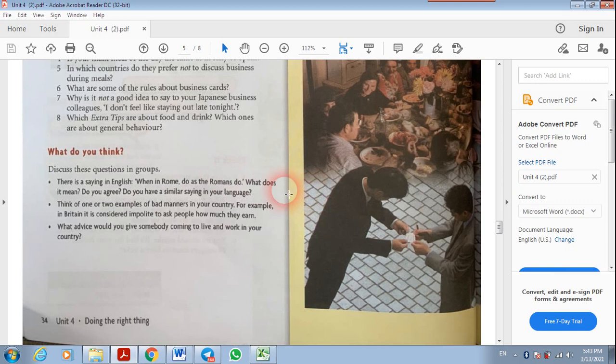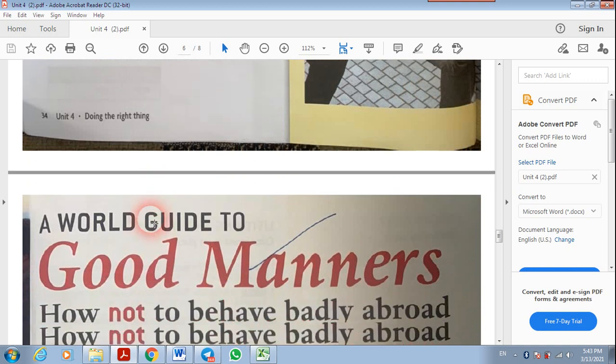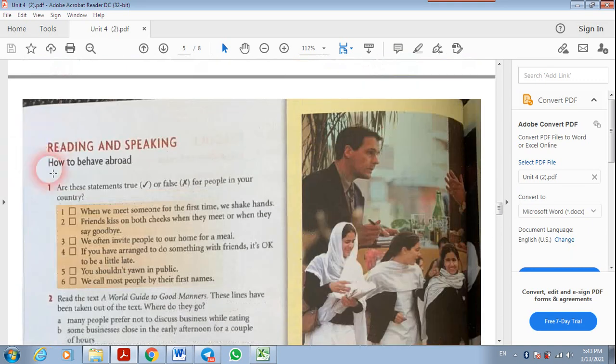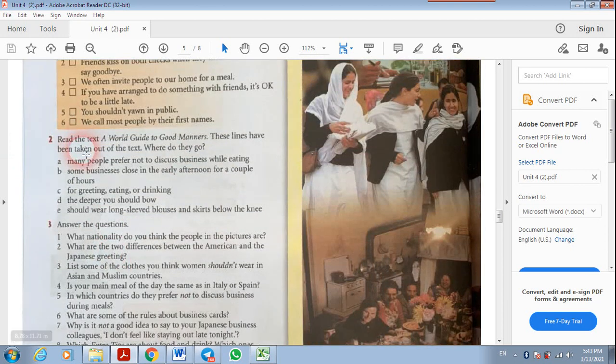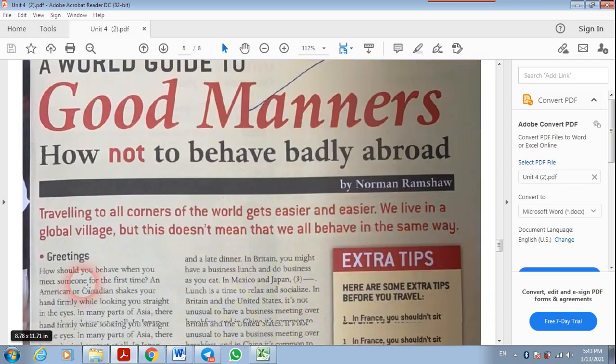What does it mean? Do you agree? Do you have a similar saying in your language? And also we have 2 other questions. As I said, we will discuss them in the lecture. This is your homework. All of these exercises here.